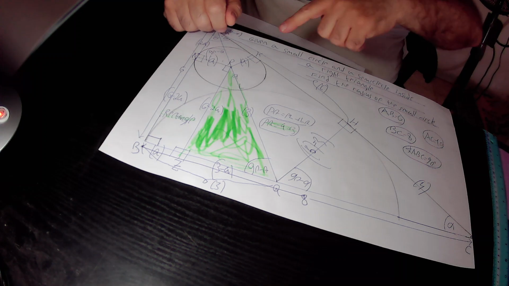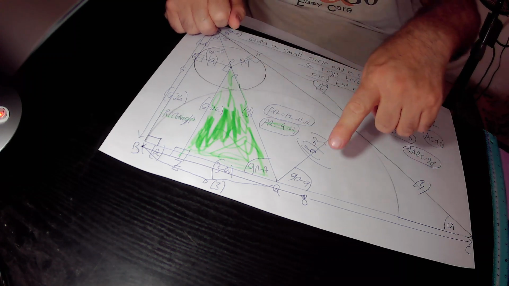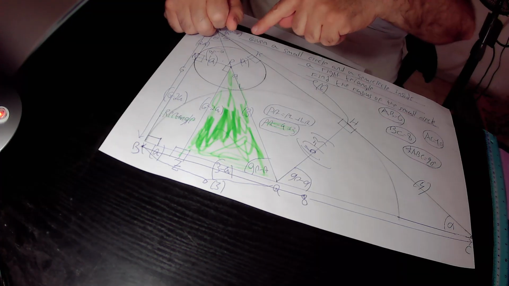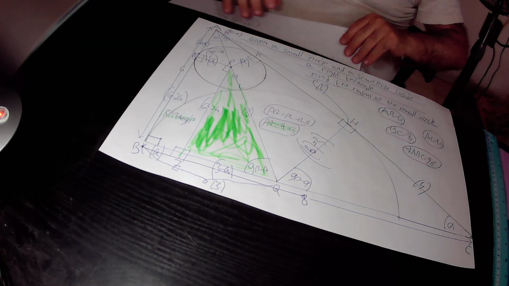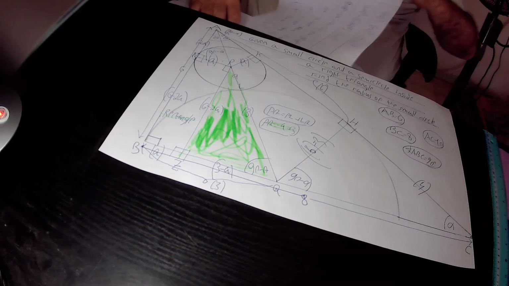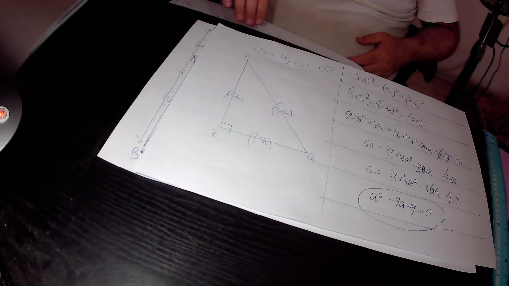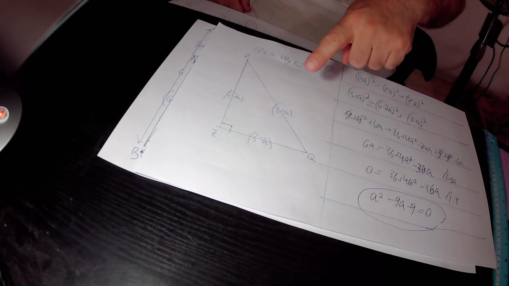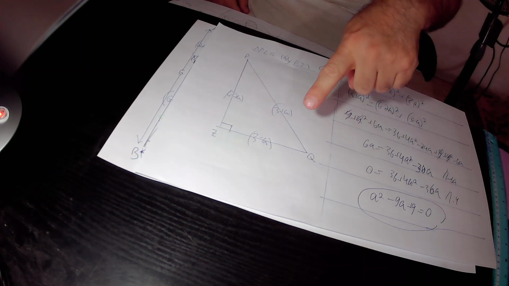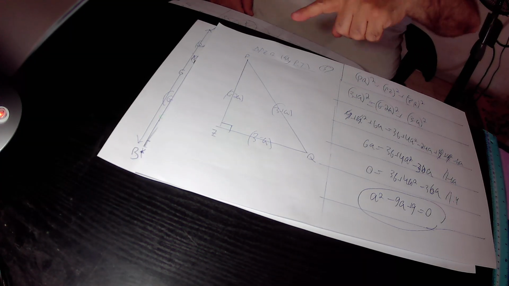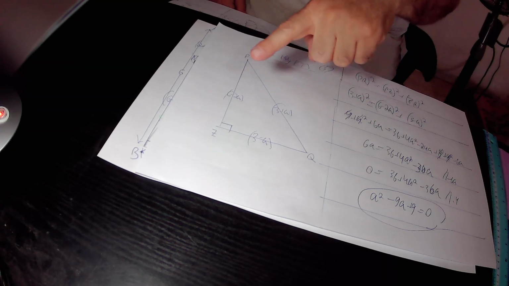In the next step, I copied this right triangle PZQ in a new page and implemented the Pythagoras theorem on this right triangle PZQ. PZ equals 6 minus 2A, ZQ equals 3 minus A, and the hypotenuse PQ equals 3 plus A. According to the Pythagoras theorem, in this right triangle PZQ, PQ squared equals PZ squared plus ZQ squared.